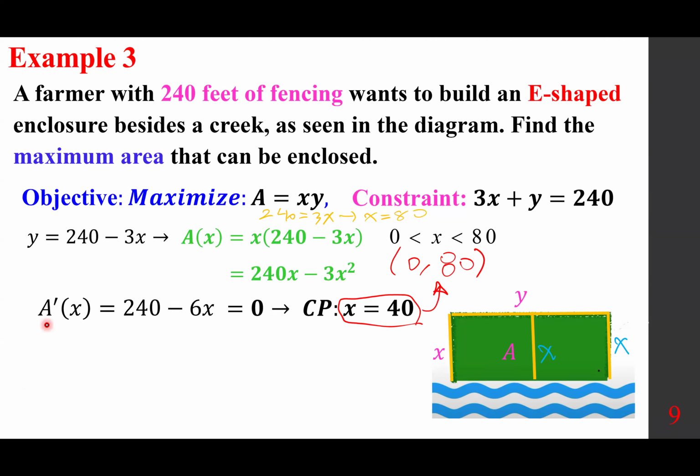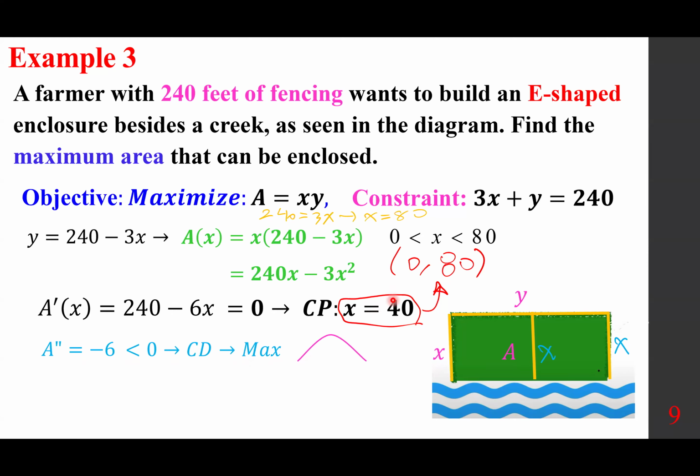Is this a max or is this a min? Let's find out using the second derivative test. If this is A prime, A double prime is simply -6. Negative. Remember, we have to plug in 40, but this is independent of that. It's always -6, which is negative, which is concave down, which is maximum, because concave down looks like that. Maximum occurs when x is 40.